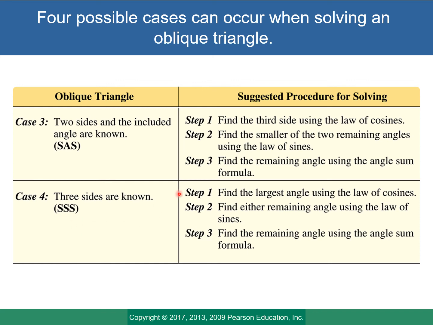So you start on case 4 by finding the largest angle. So you look at all three side lengths that are given. You say, okay, which side is biggest? So my angle across from that is my largest angle. And you find that one using your law of cosines. And then after that, you just find either of the remaining angles using your law of sines, and then just find your last angle by adding up to 180.